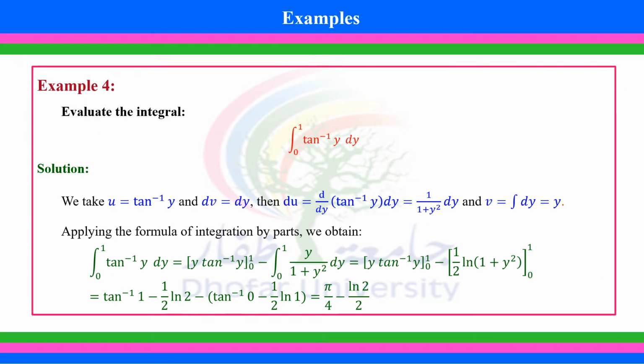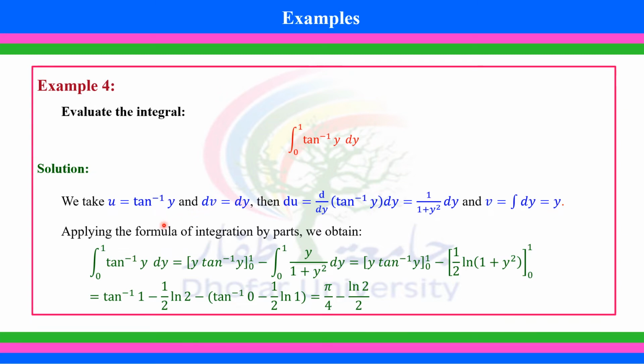Let us look at this fourth example, where we shall evaluate the definite integral of tan inverse y dy. In this example, we choose u equal to tan inverse y because we know the derivative of tan inverse y, which is 1 over 1 plus y squared dy. So this becomes du. And dv is dy. So that means v is the integration of dy, which is y.